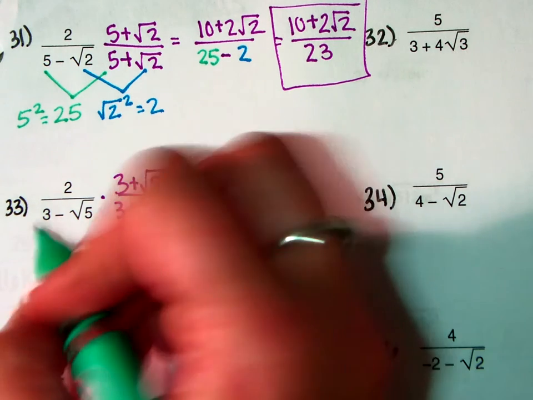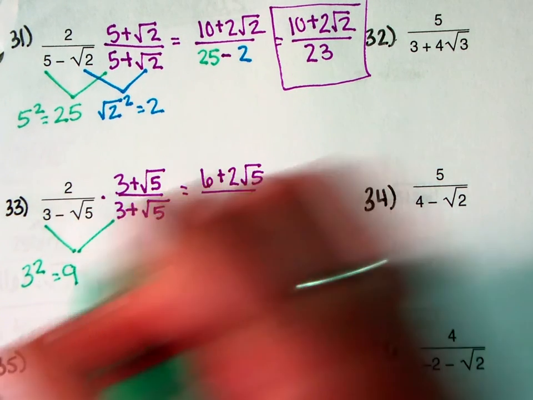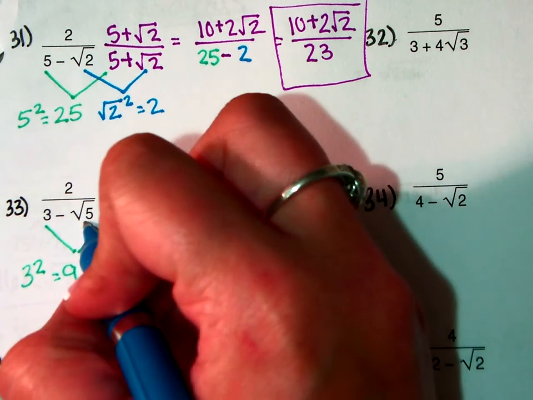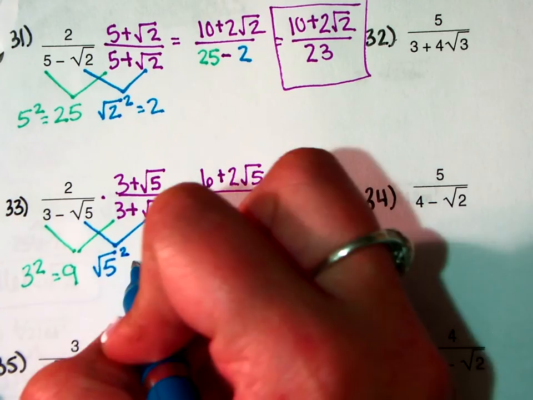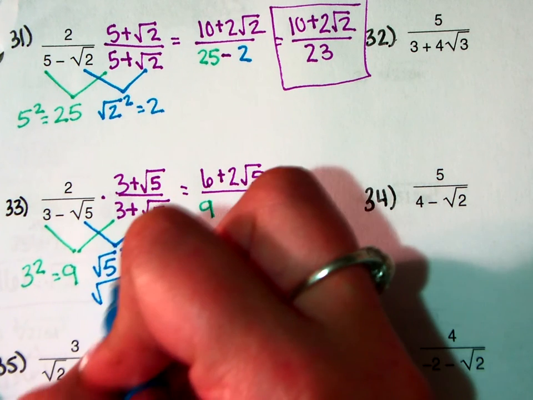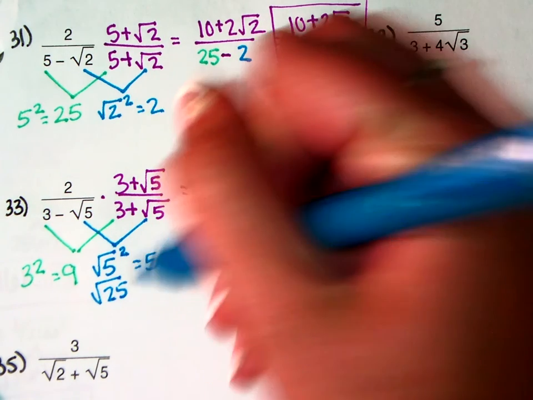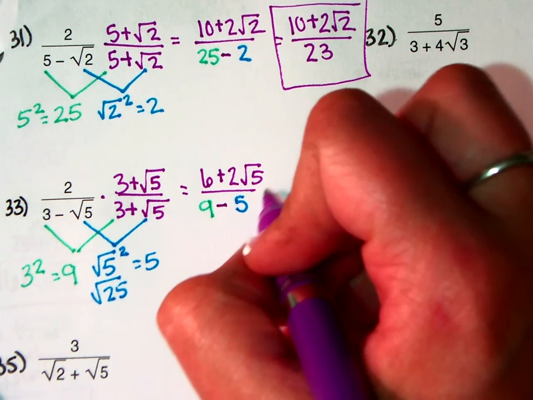Underneath, again, 3 times 3 is the same as 3 squared, which is 9, which is my first term. To get my next term, I have the square root of 5 times the square root of 5, which is the square root of 5 squared, which is 5. Or if you're thinking of it like this, you could also think of it as the square root of 25. Both of these are identical. So 5 is going to go here. Right here is always going to be a minus. So what I'm going to do from here is simplify.